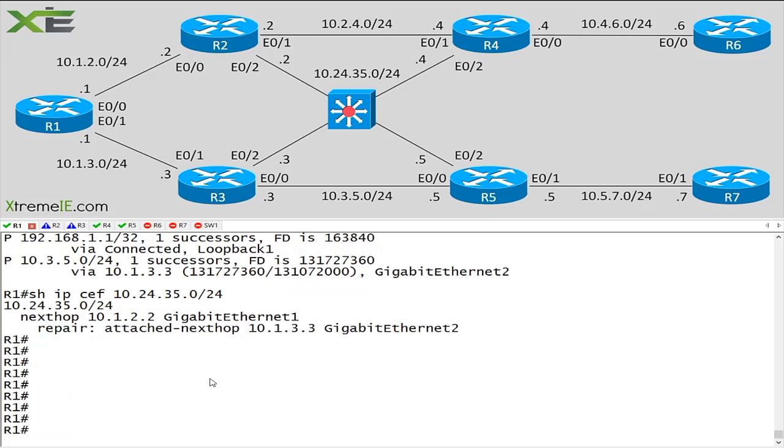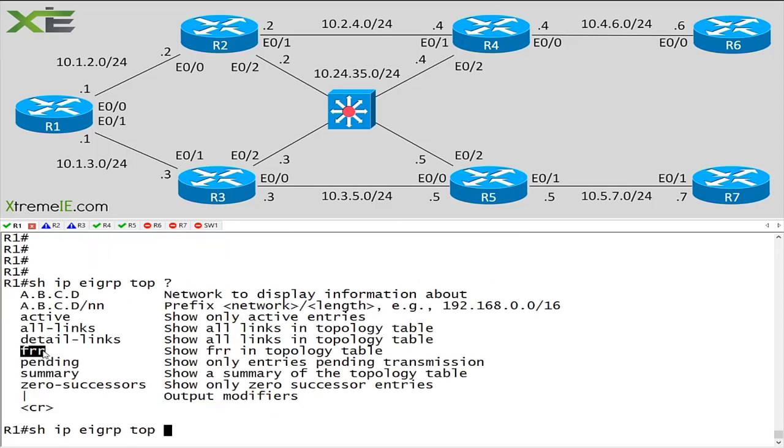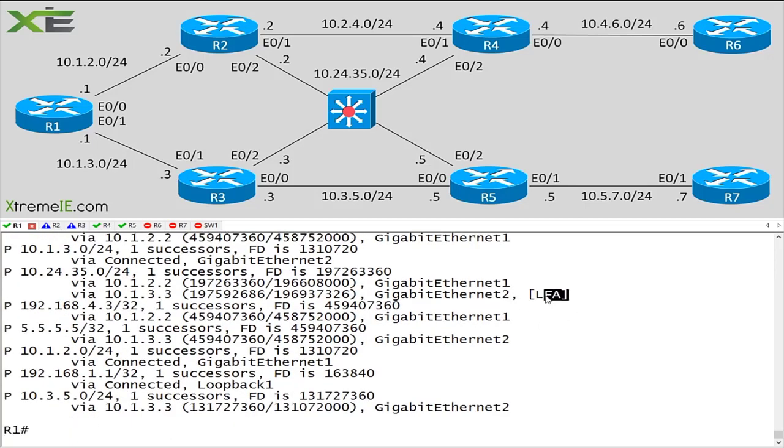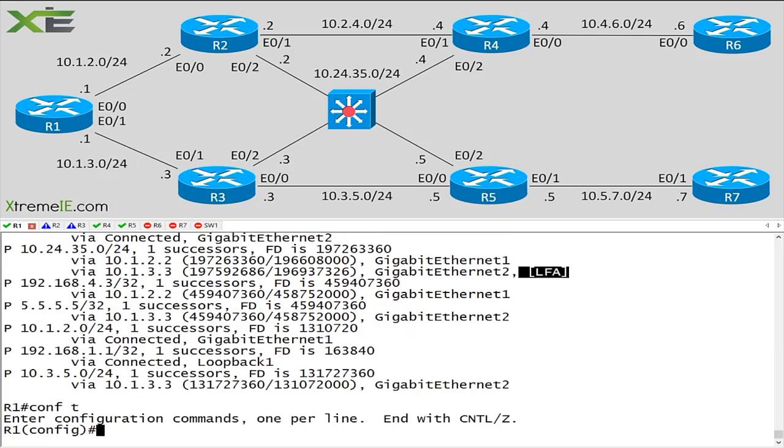Another thing that we can do to verify this is say show IP EIGRP topology table, and then if we hit the question mark, you'll see that we have an FRR option here, which is basically going to show us all of the fast reroute entries in our topology table. And if you look at this, it tells us here that this is actually a loop-free alternative. So this is a really, really cool feature, very easy to set up. And again, we can verify it in our CEF table and in the topology table.